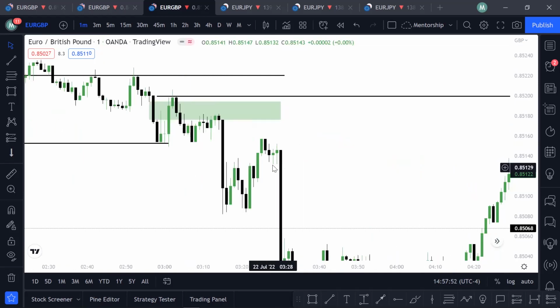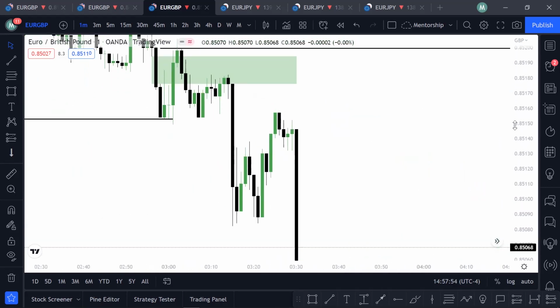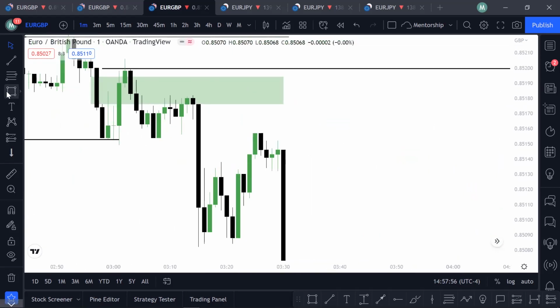Remember, I told you that if I'm to use areas of imbalance, I am only looking for a 1 minute imbalance. I am not looking for a 15-minute imbalance because they don't work for me. If price comes back, trades above this week, right here, I will still sell. I will still enter the market. I will sell here.